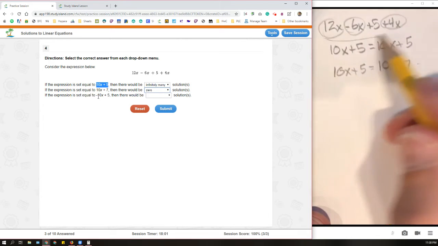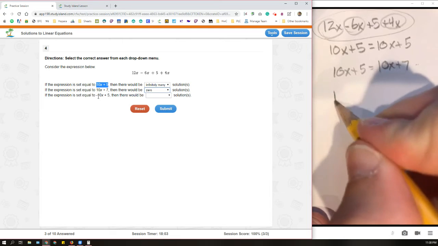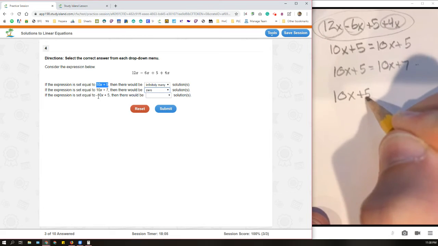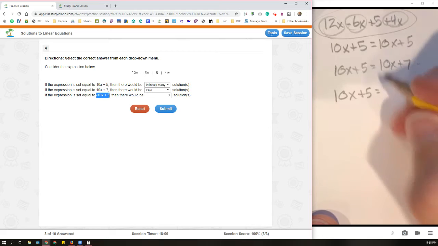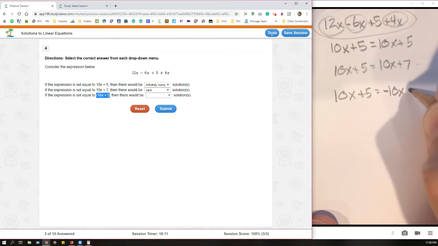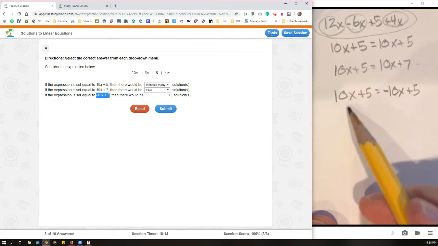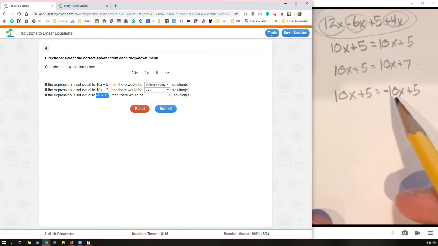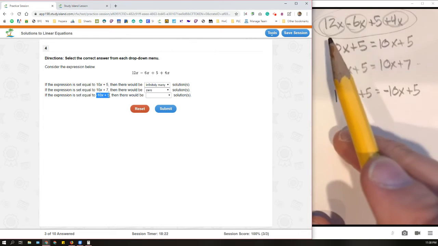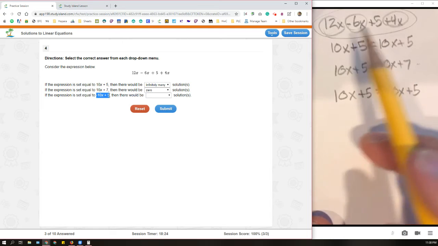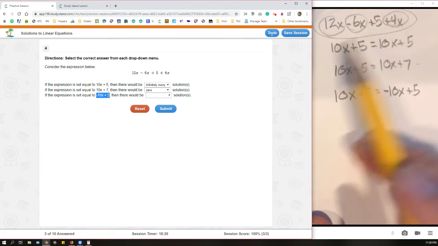But then the last one says negative 10x plus 5, and that we will find a solution for, because our original expression simplifies to positive 10x plus 5, and the expression it's asking about in the third part of this problem is negative 10x plus 5. Positive 10x won't cancel out with negative 10x on the other side of the equal sign. For you to get infinite solutions or no solutions, it has to be both the same number and the same sign on both sides of the equation.